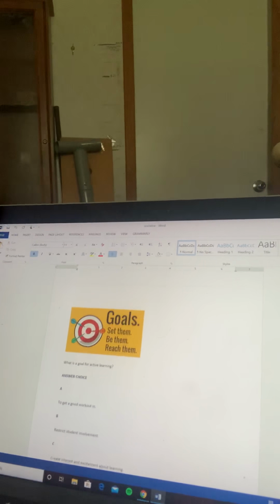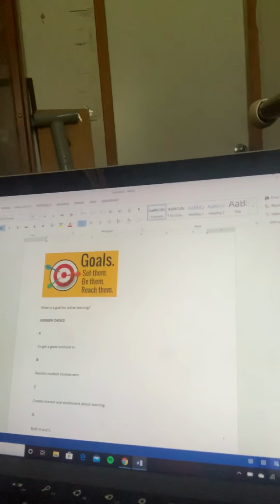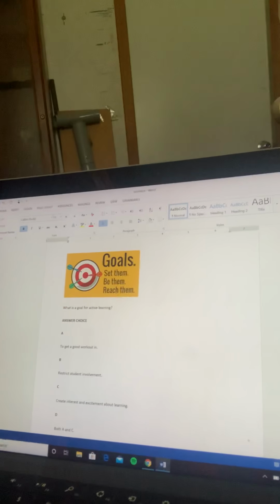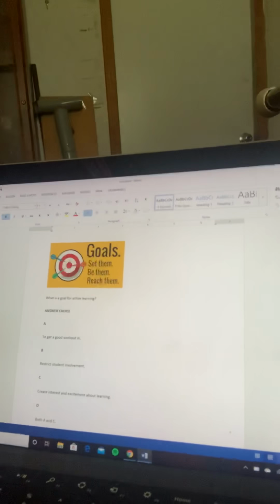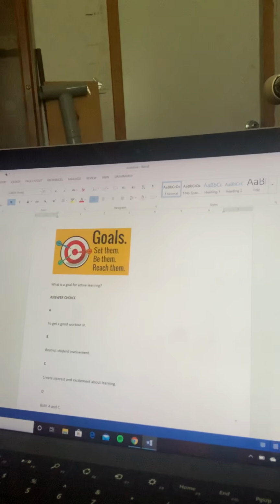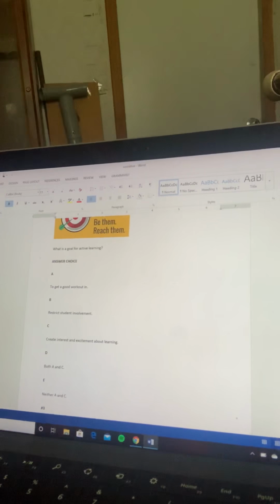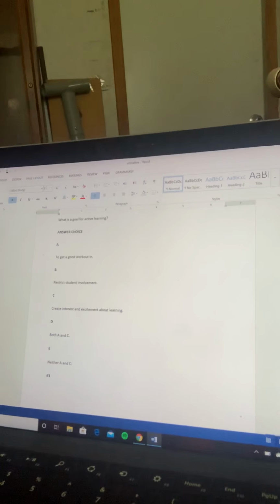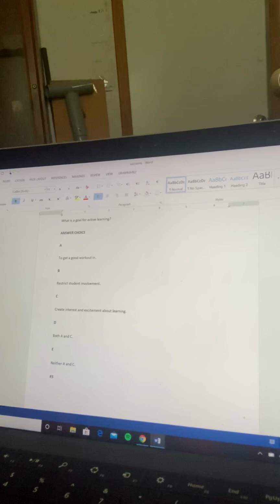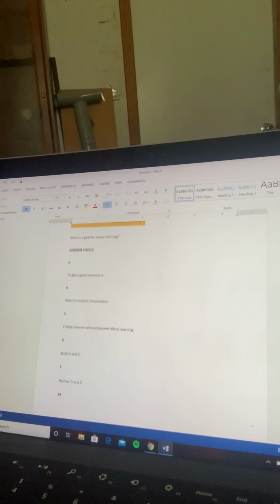Number 2, what is a goal for active learning? I decided to give you a little inspirational quote there. Goals, set them, be them, reach them. Yes. What is a goal for active learning? Is it A, to get a good workout in? B, restrict student involvement? C, create interest and excitement about learning? D, both A and C? Or E, neither A and C? Take a second to answer that.